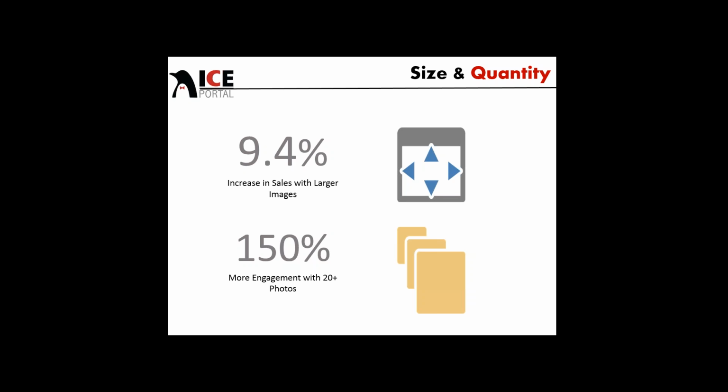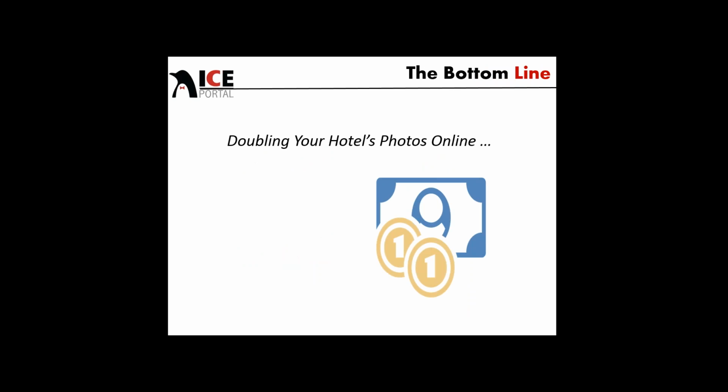And according to TripAdvisor, properties with 20 or more photos have 150% more engagement than properties with only a few photos. Those two factors could increase your average daily rate by $3.50, not according to Sean, but according to Expedia. It would be fair to say, if you're not optimizing your visuals, you're leaving money on the table.